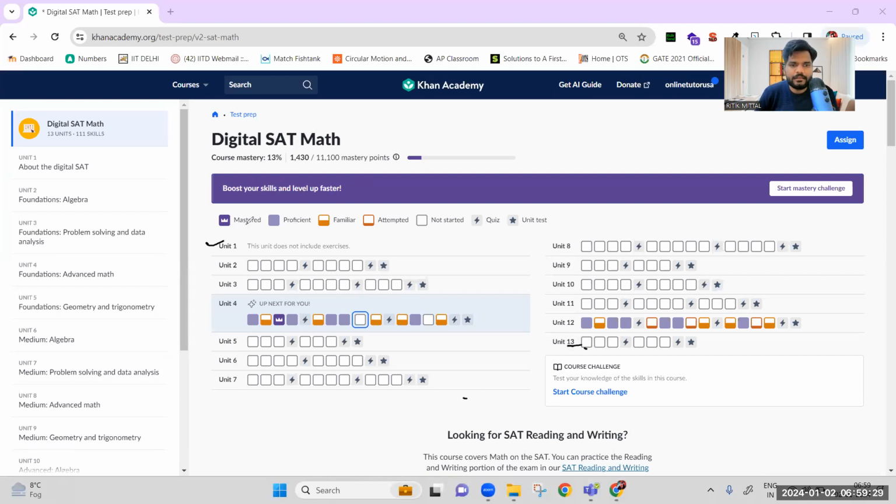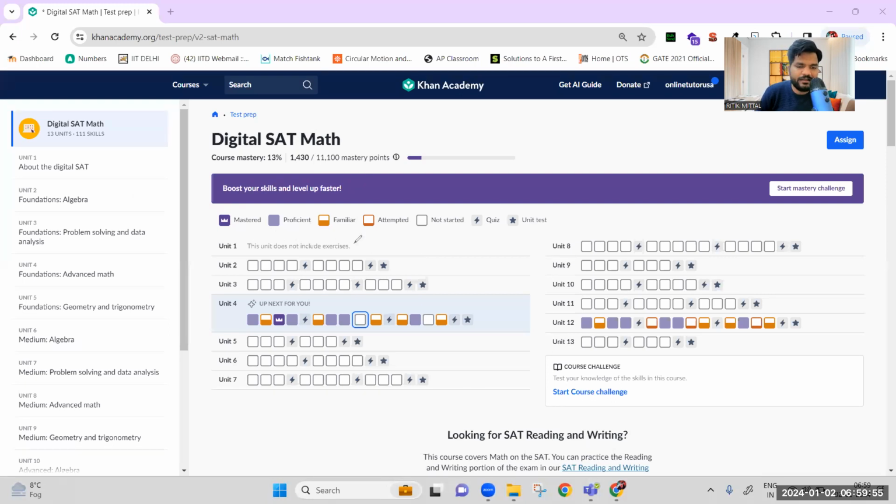Here they have given the basic information that if this symbol is appearing, that means you have mastered this particular topic, or likewise proficient, familiar, attempted, from higher to lower, and this one is for not started. Somewhere you see this symbol, it means it is a quiz, and finally the star implies the unit test. So you see there are a total of 13 units.